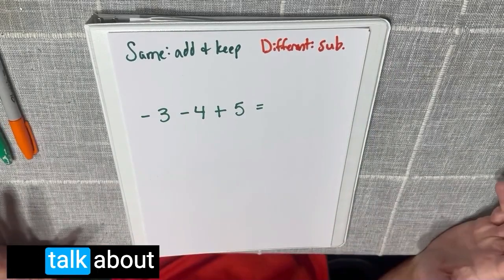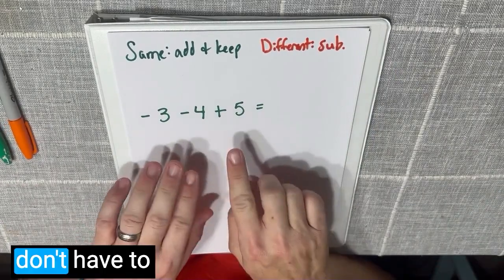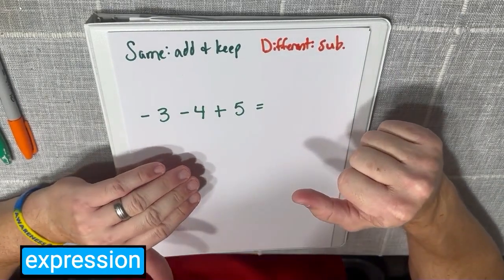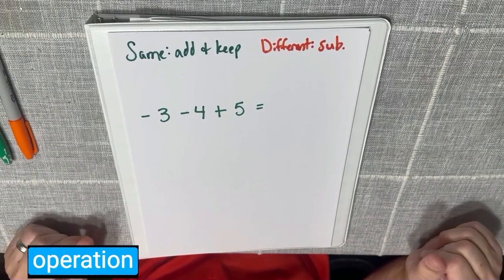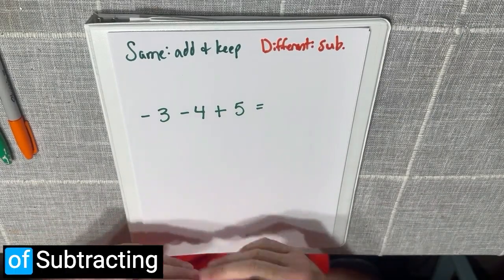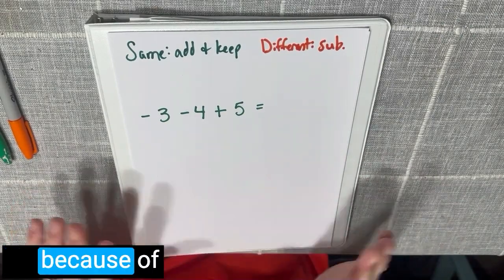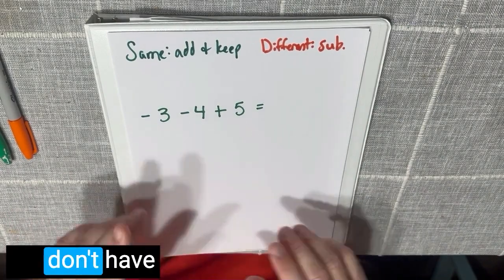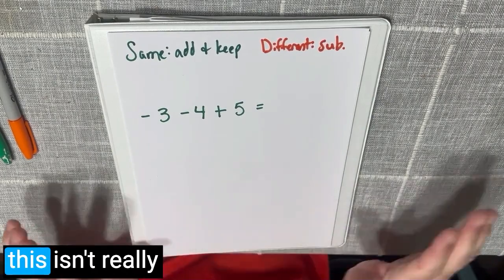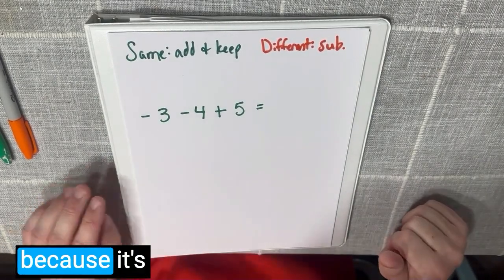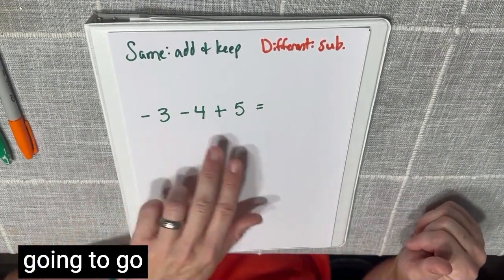Now, when we talk about order of operations, we don't have to worry about that in this expression because there's no multiplication or division. There's really no other operation happening here outside of subtracting or adding. So we don't have to worry about starting in the back of the problem or anything like that, because this isn't really order of operations, it's just adding and subtracting. So we're just going to go from left to right.